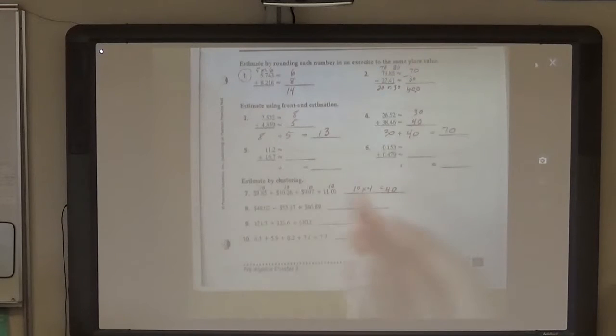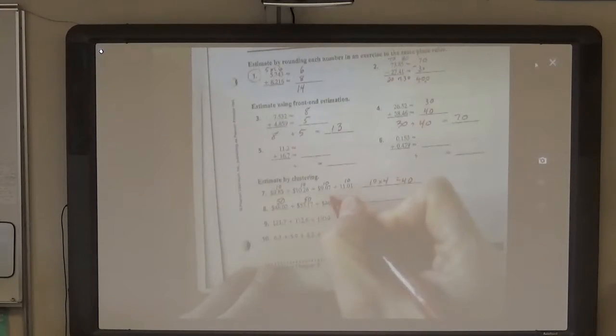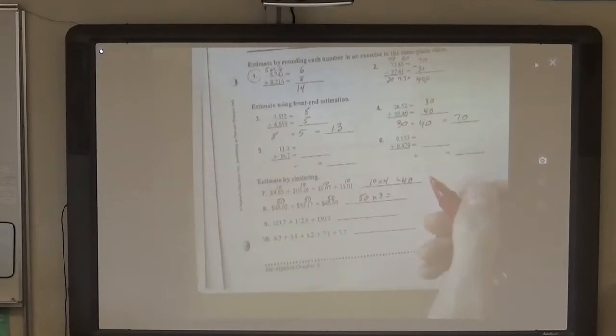Number 8. What would you round all those to? 50. To 50, yeah. And then what would you write on the line? 50 times 3. Raise your hands. How about this one? Raise your hands.